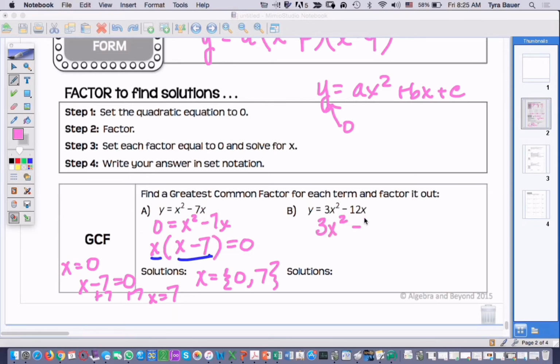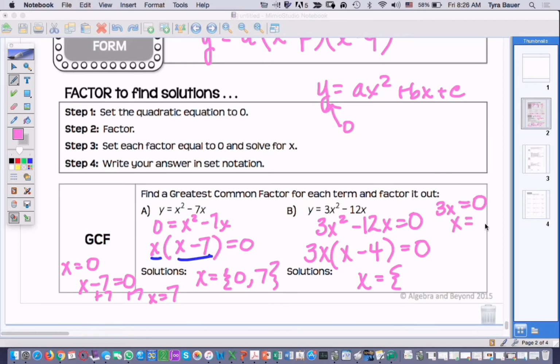Okay, letter B, what's my GCF? 3x. So what's left over is x minus 4 equals 0. What would you do with this? You put 3x equal to 0. What's that going to equal? x is going to equal 0. 0 divided by 3 is 0. And then you have x minus 4 equals 0. So what does x equal? 4. So we have 0 and 4.